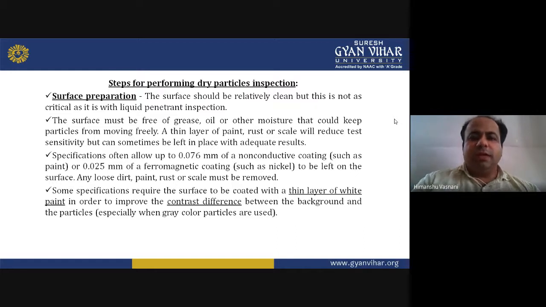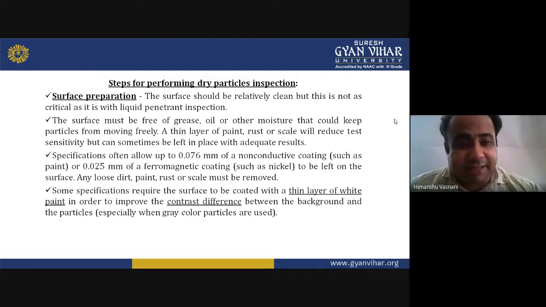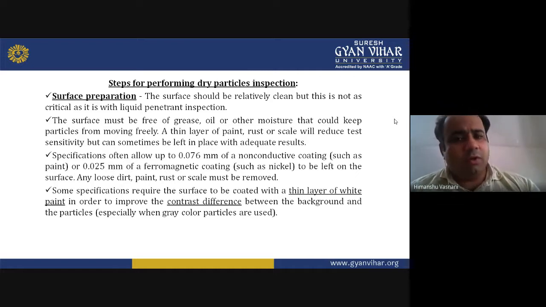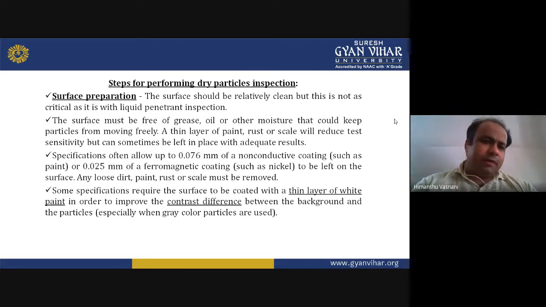A thin layer of paint, rust or scale will reduce test sensitivity, but can sometimes be left in place with adequate results. Based upon past experience, the surface must be free from oil, grease or other moisture that will keep the particles from moving freely. And a thin layer of paint, maybe rust, will reduce test sensitivity, but can sometimes be left in place with adequate results.